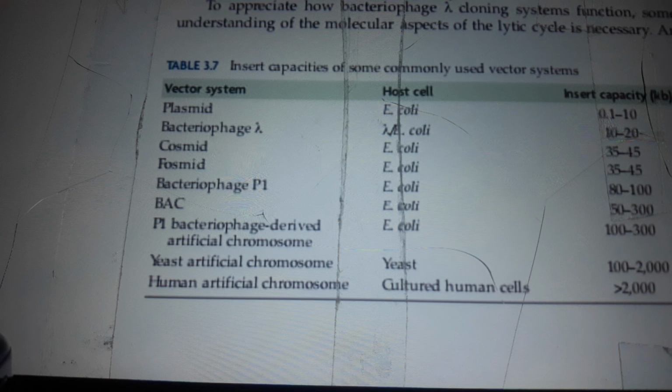10 to 20. Cosmid, E. coli, 35 to 45. Fosmid, E. coli, 35 to 45. Bacteriophage P1, E. coli, 80 to 100. BAC, E. coli, 50 to 300. P1-derived artificial chromosome, E. coli, 100 to 300. Yeast artificial chromosome, yeast, 100 to 2000. Human artificial chromosome, cultured human cells, greater than 2000.